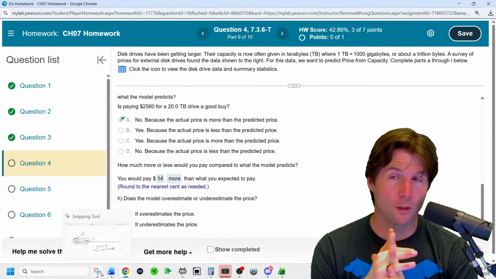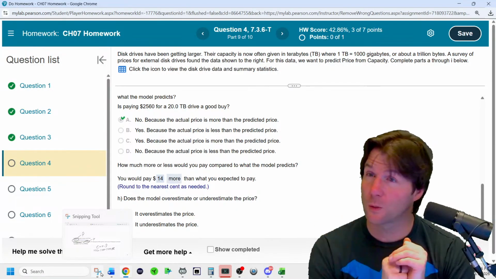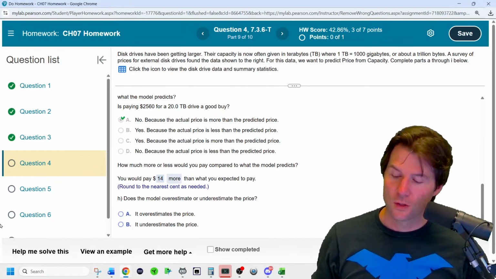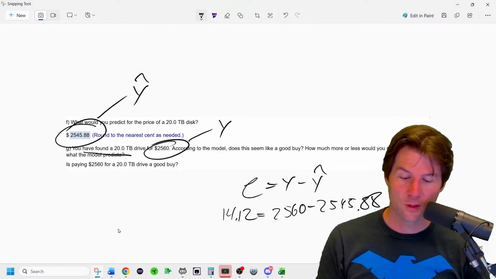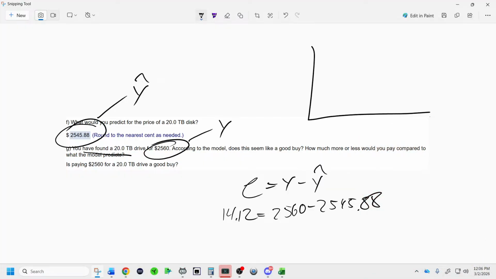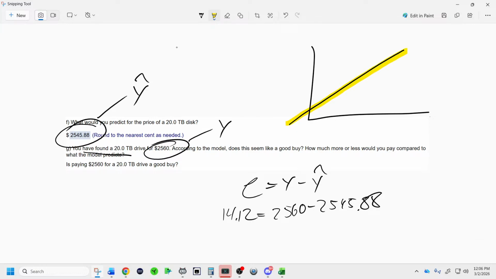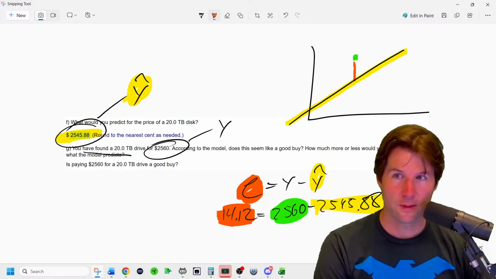Does the model over or underestimate it? You got a 50-50 and you have to repeat this question if you mess it up. Now, you have to watch out because your question could be different. So remember, the residual is positive. So that means the line, this is the line, which is the prediction. This is the predicted value. And the actual value is going to be like that because there's a positive residual.